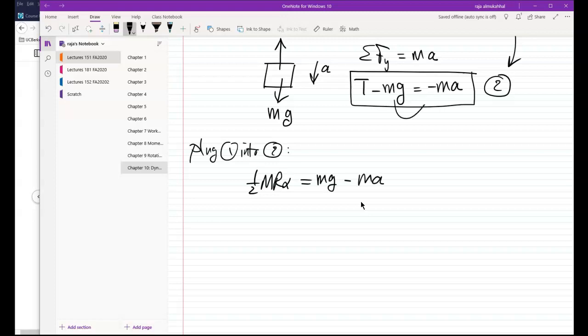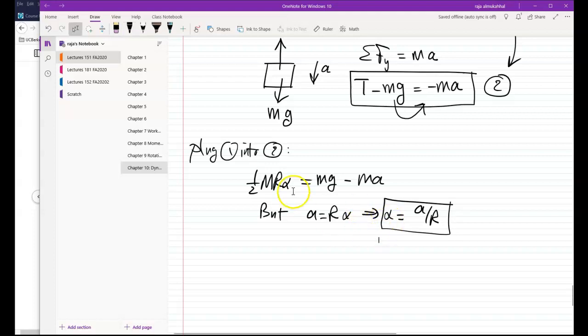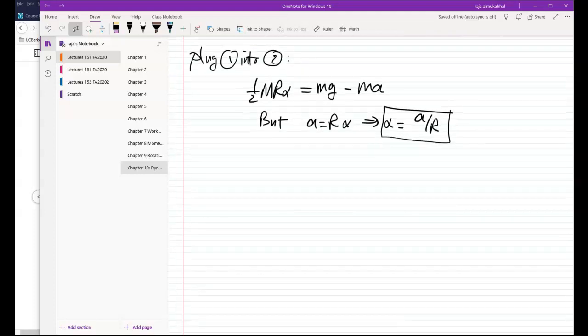Okay, what I've done, I moved the mg here. It becomes a positive, right? Okay, but a equals R alpha, which makes it alpha equals a over R. I'm not interested in the alpha for now, even though he asked me for it. But I want to eliminate alpha for now. So I'm going to take this alpha and plug it right here. So all this equation is going to be in terms of A, and then I'm going to solve for A, and I'm done with the problem. Got it? See the plan? So I'm going to do that.